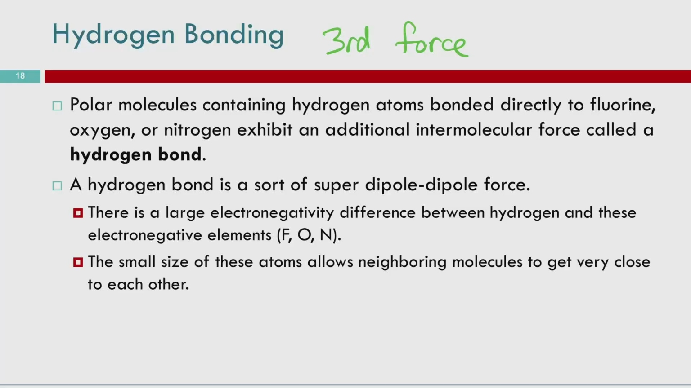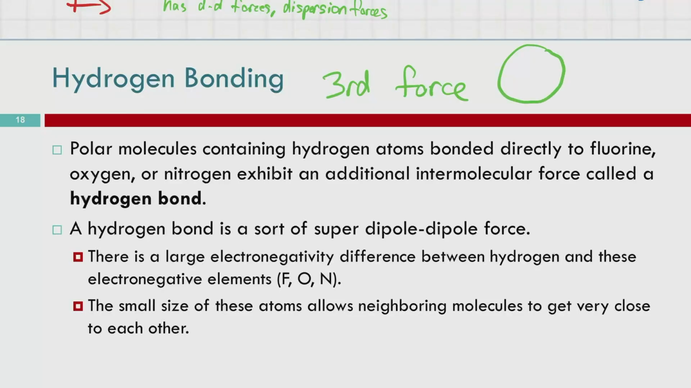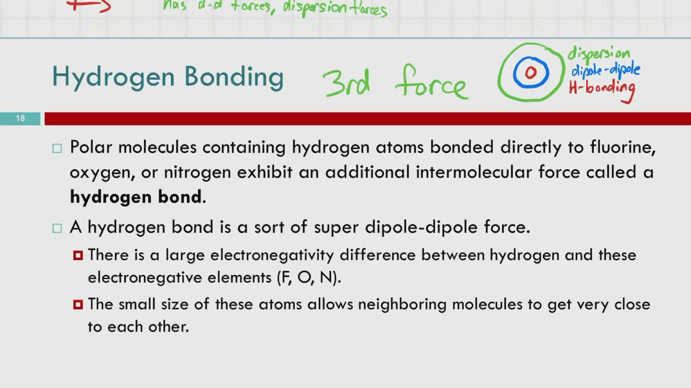So the first three forces we can kind of think of as a pyramid or like concentric circles, I guess would be better than a pyramid. Everything has dispersion. Some things have dipole-dipole. And some of those things have hydrogen bonding. So I think concentric circles would be better. Everything has dispersion forces. Some of those things that are included in everything are polar molecules. They have dipole-dipole forces. Some of those polar molecules, a subset of polar molecules, have hydrogen bonding as a force as well.